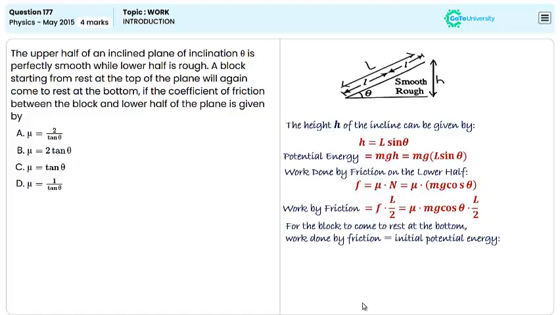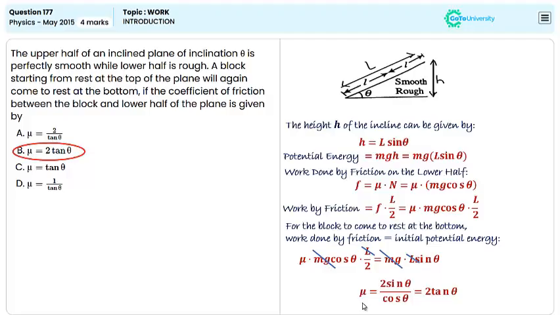Setting up the equation for the block to come to rest at the bottom, the work done by friction on the lower half must be equal to the initial potential energy. Hence, upon substituting, we get mu mg cos theta times L by 2 is equal to mg L sin theta. On simplifying, mg cancels out, and L and L cancel out. Hence, we get mu cos theta is equal to 2 sin theta. Solving for mu, we get 2 sin theta by cos theta, which is 2 tan theta. Hence, the right option is option B, mu is equal to 2 tan theta.